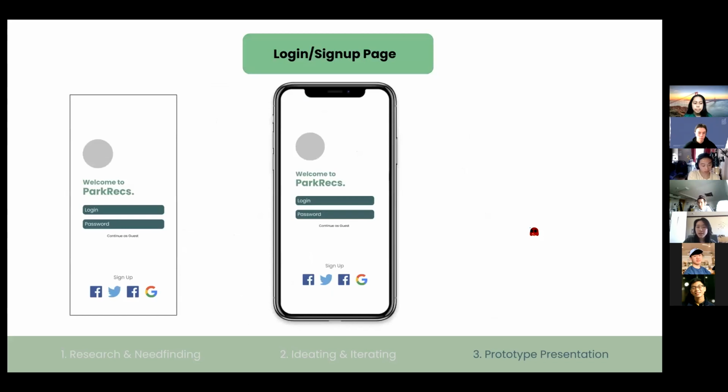This is our login signup page. It's really simple, self-explanatory. The login is basically so you can save park recommendations. So if you like a specific park, you can save it for later. And that would also be really helpful if you want to go back and see parks that you visited as well. You can also continue as guest because that is always an option if you don't want to log in.